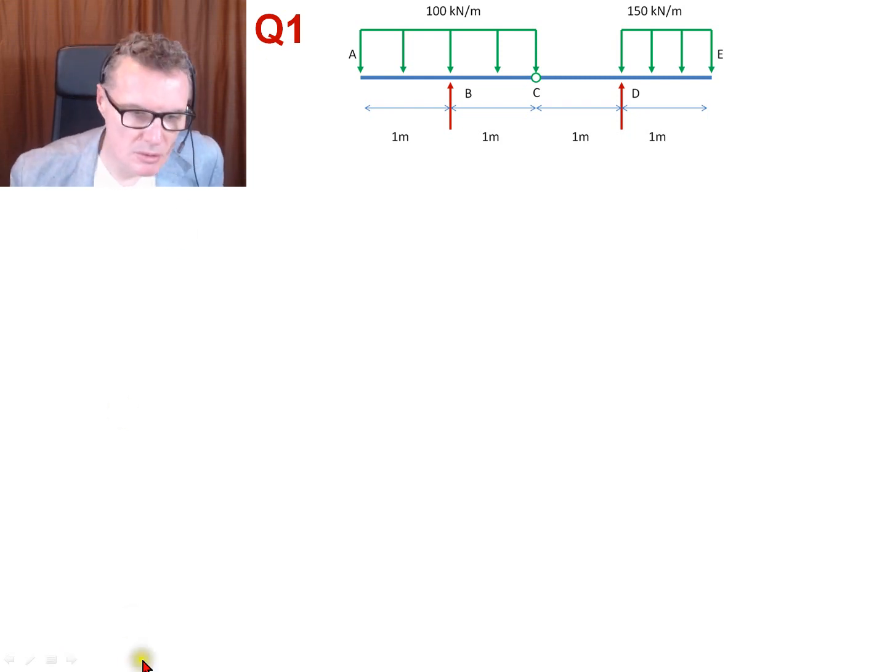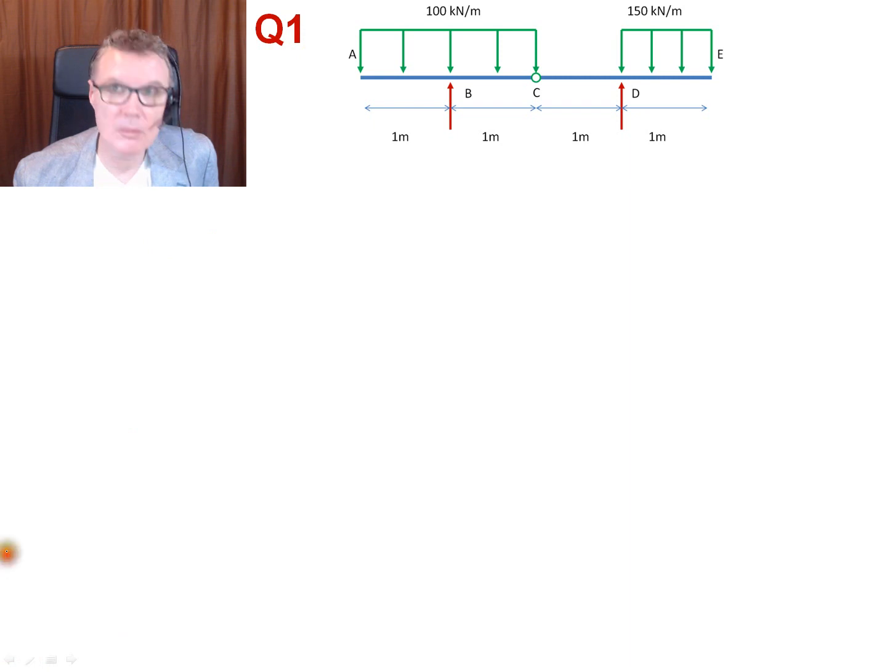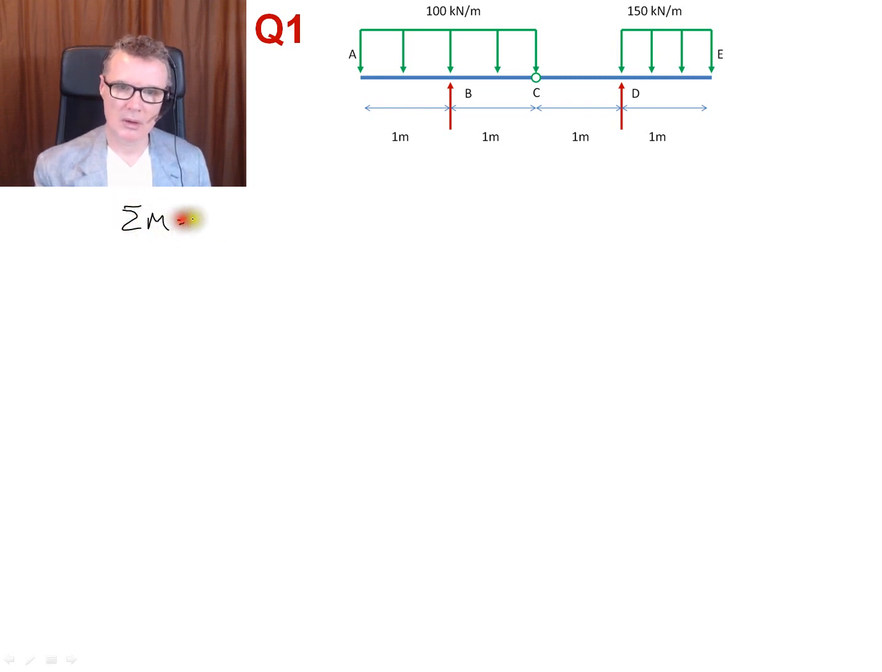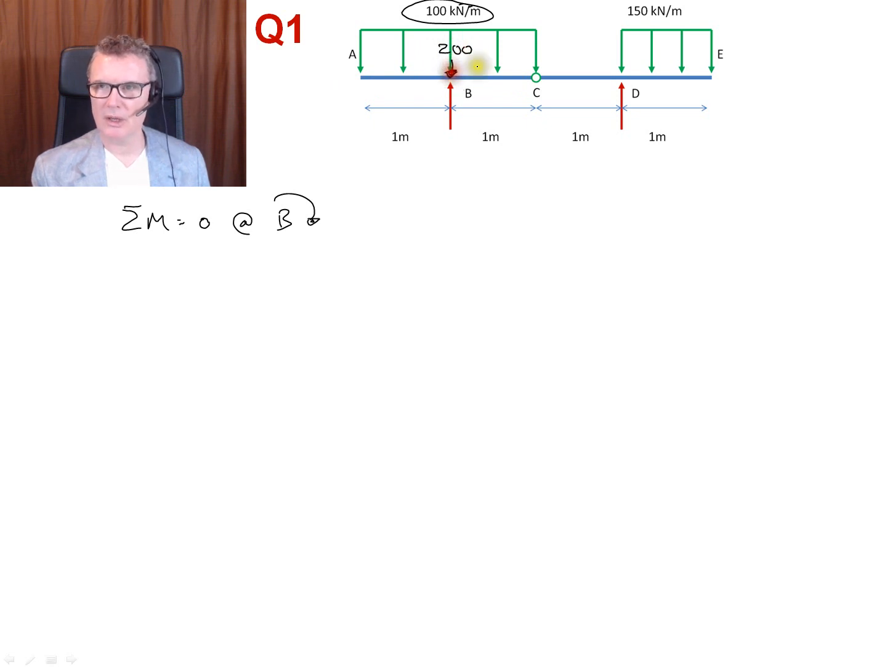What I would probably do to try and answer this would be to take moments at B, go around clockwise, and see what I get there, and then take moments at D, go around clockwise again. So start with B. Notice I want to make these UDLs into concentrated loads. This is 100 kilonewtons per meter, and we've got 2 meters of that, so that's the equivalent of 200, with the middle of it there. This is 150, and we've got 1 meter of it, so we're only going to end up with 150, and the middle of that will be halfway there.